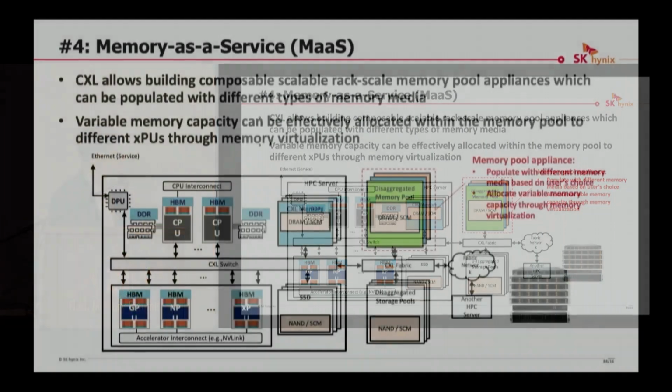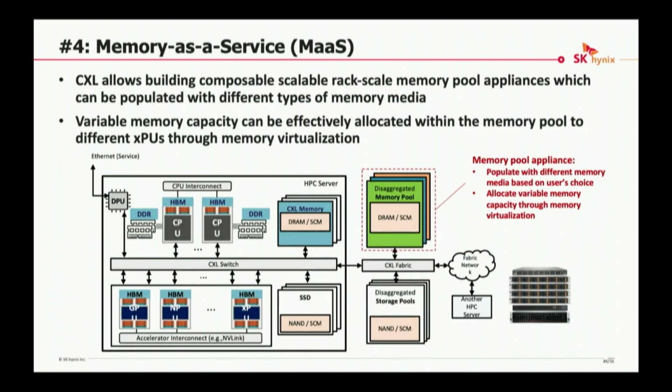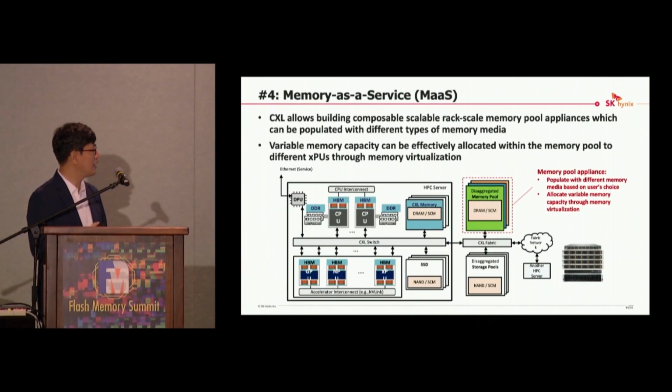Now, this is the fourth key value that I would like to talk about, which I'm calling here memory as a service. So this will be applicable only when the infrastructure and ecosystem is ready for memory pooling. I would like to explain this concept from 2 different aspects. One is that variable memory capacity can be effectively allocated with a memory pool to different XPUs through memory virtualization.